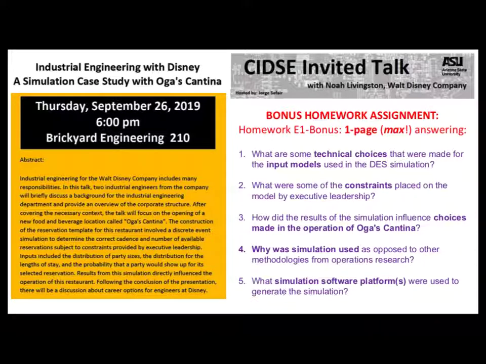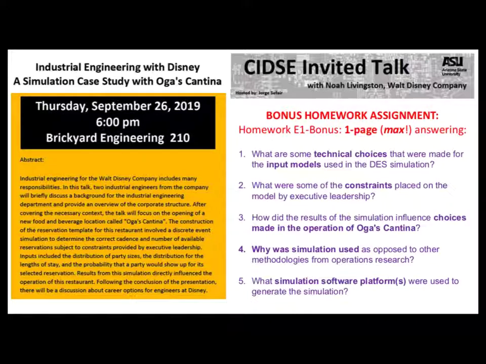As I said in an announcement, there's a talk tonight by a former ASU industrial engineering student who took this class, I think, back in 2017, who now works at Disney in operations research. He's coming back partly on a recruiting visit, and partly to talk about how they use operations research at Disney. His particular talk is how they use discrete event system simulation to optimize certain aspects of the park, in this case, certain aspects of a restaurant at one of the parks.